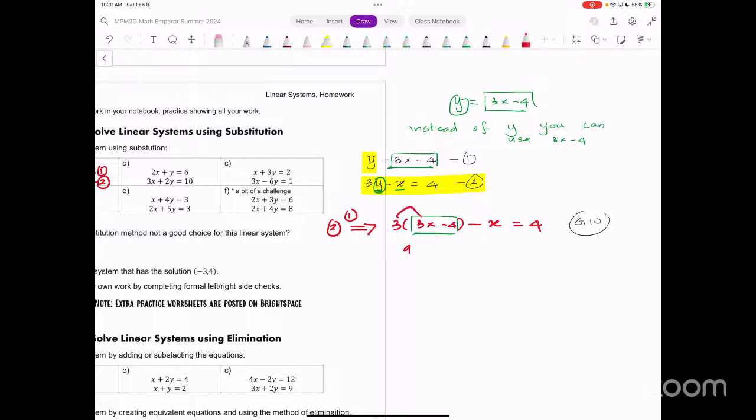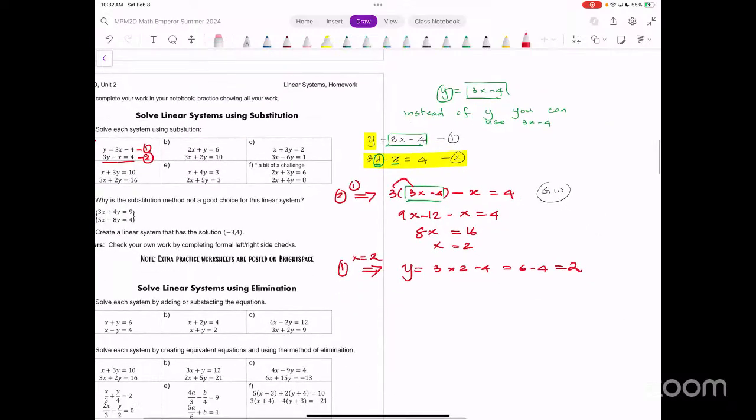So 3 times 3 is 9x minus 12 minus x is equal to 4. That is going to be 8x is equal to 16. X is equal to 2. If you don't understand that process, that's the grade 10 part. Then we use the isolation from number 1. If I substitute x equal to 2, y is equal to 3 times 2 minus 4, 6 minus 4, which is 2.